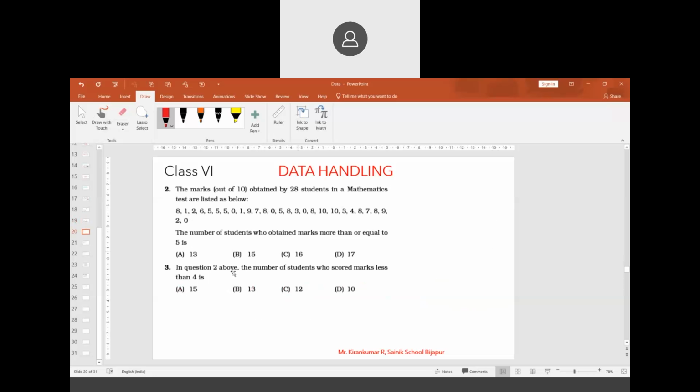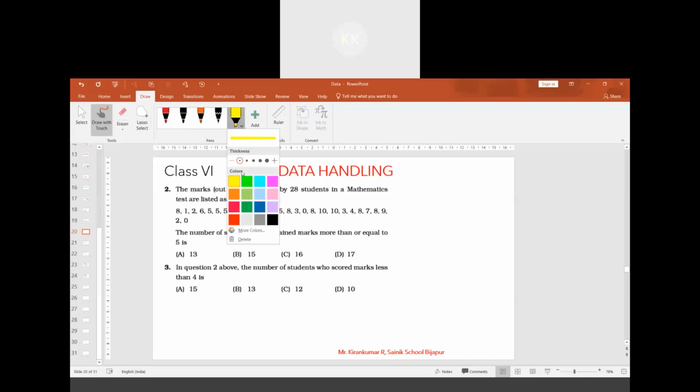Question 3 is here. In question 2 above, the number of students who scored marks less than 4. You have to identify. Let me take this highlighter. This is less than 4. This is less than 4. Less than 4. This is less than 4. 3 is less than 4.